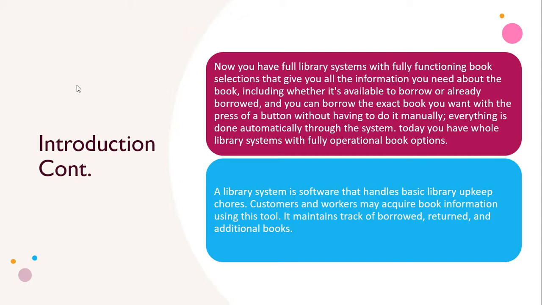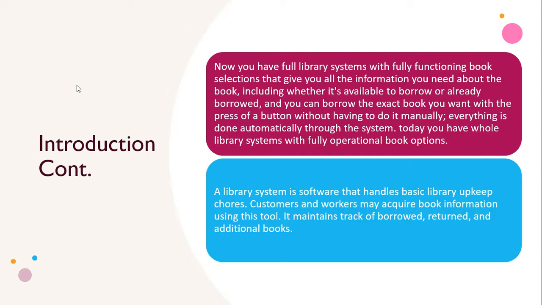Now you have full library systems with fully functioning book selections that give you all the information you need about the book, including whether it's available to borrow or already borrowed. And you can borrow the exact book you want with the press of a button without having to do it manually. Everything is done automatically through the system.